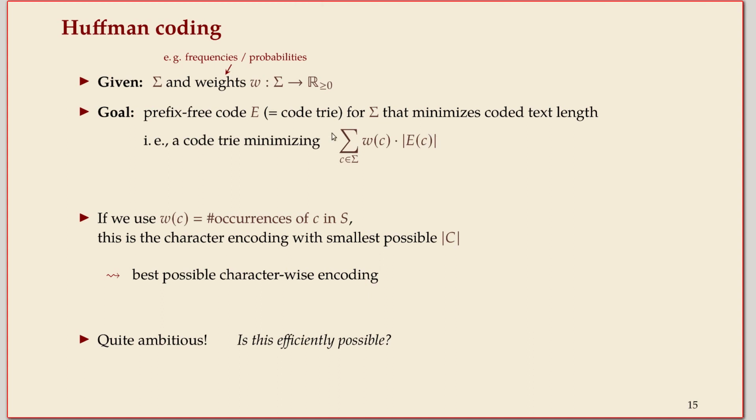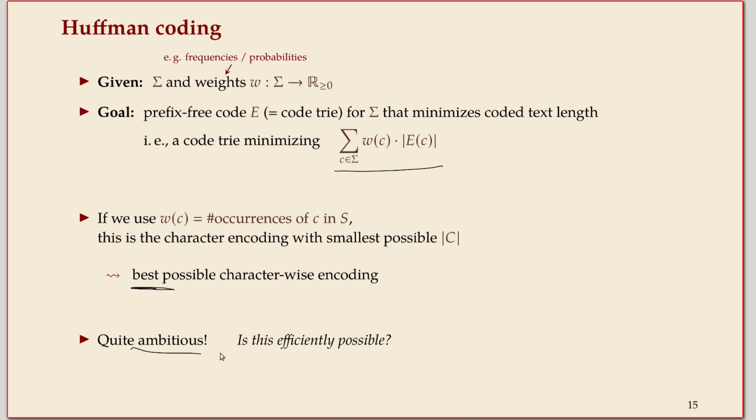Now, why is that a good definition? Why is that the right thing to make small? If we use as weights the number of occurrences of a character in a given text, then this is exactly the size of the output. That's the length of the coded text. So in a sense, we're asking for the best possible character-wise encoding of a given text. That's an instance optimal algorithm, if you like. For any given text, it produces the best possible code.